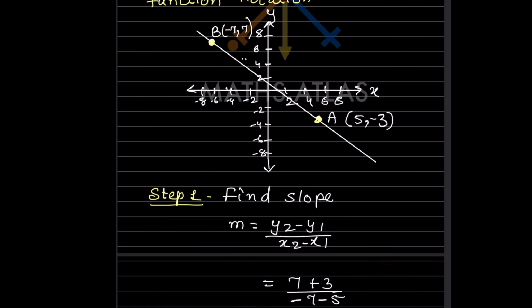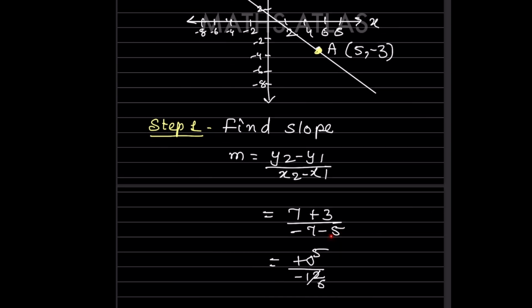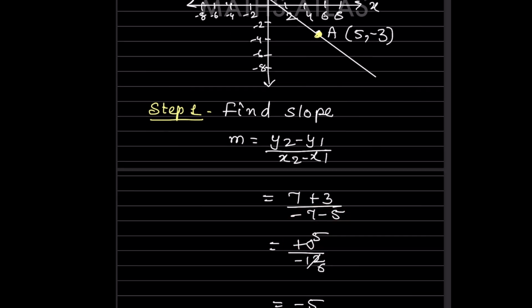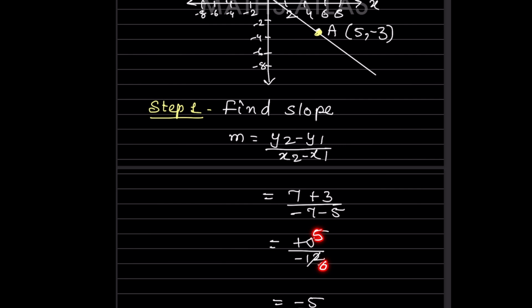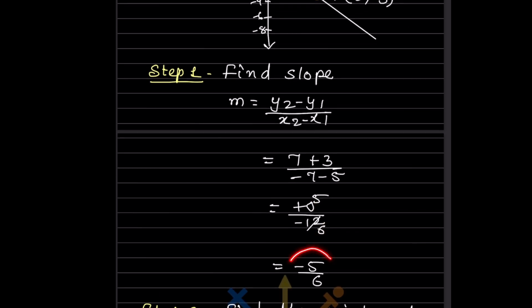Then x2 here is going to be -7, and x1 is -5. So now 7 plus 3 is going to be 10, and this is going to be -12. So 2 sixes are 12 and 2 fives are 10. So that is going to be -5 by 6. So the slope is -5 by 6.